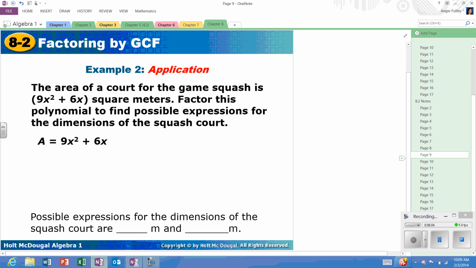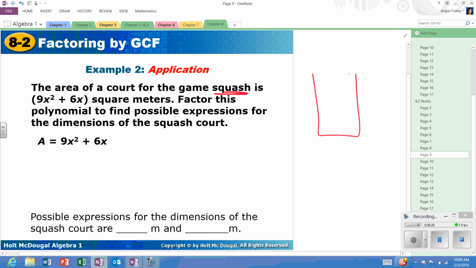Okay, let's do this last example. The area of a court for the game squash is 9x squared plus 6x square meters. Sorry, I was reading squash and I was confused. That must be a game that I don't know. Factor this polynomial to find the possible expressions for the dimensions.